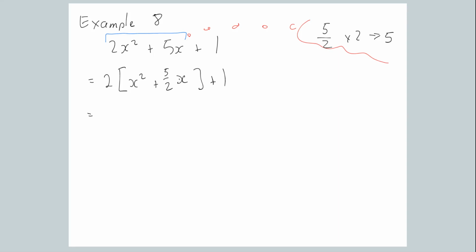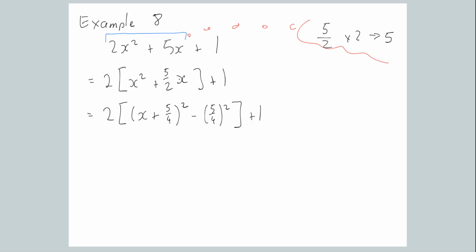And now I'm just going to follow through with my usual process. So I'm going to go 2 bracket x plus, and now I have to halve 5 over 2. So I'll just do it intuitively and then maybe explain. That would be 5 over 4 all squared. And then straight away, I take away the 5 over 4 all squared and then close the square bracket. And then there's the plus 1, which I haven't dealt with yet. So that's the completing the square done.